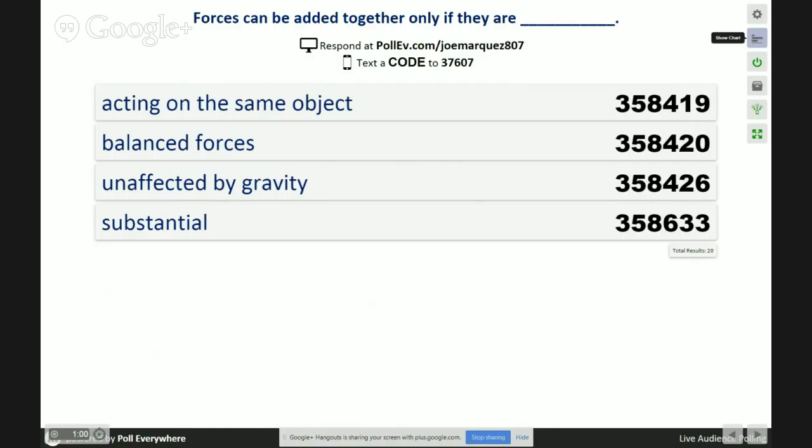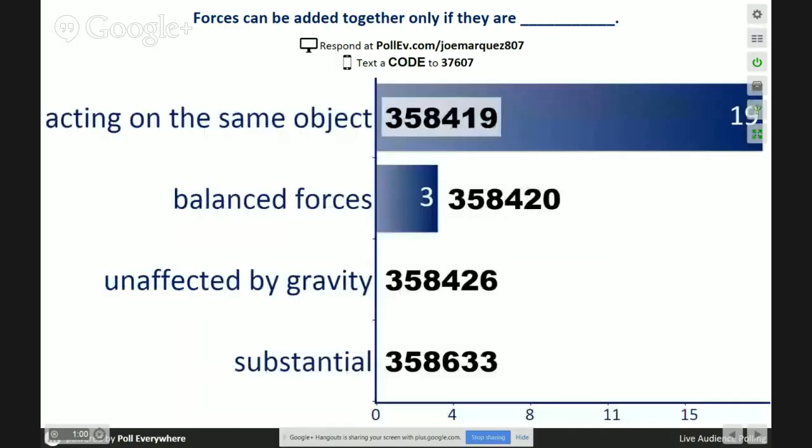We'll do this one on 20. There we go, 20. Let's see. If they're acting on the same object.